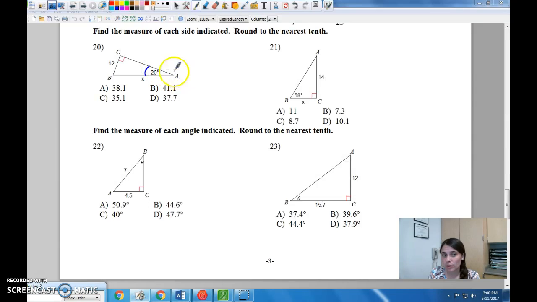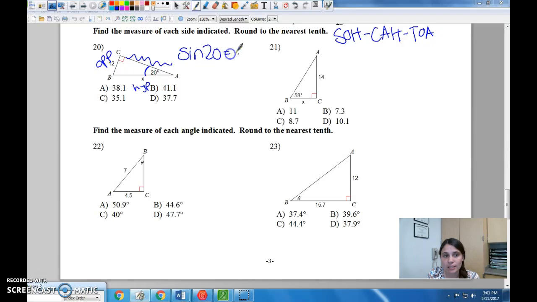I don't know anything about this side and I'm not trying to find it, so I would just not even worry about that side. So I need to figure out what these two sides are in relationship to this angle. This 12 is opposite the angle, and this x is the hypotenuse. So if we think of our SOHCAHTOA mnemonic, opposite over hypotenuse is sine. So I know I'm going to use the sine function. So the sine of 20 is equal to opposite, which is 12, over the hypotenuse, which is x.